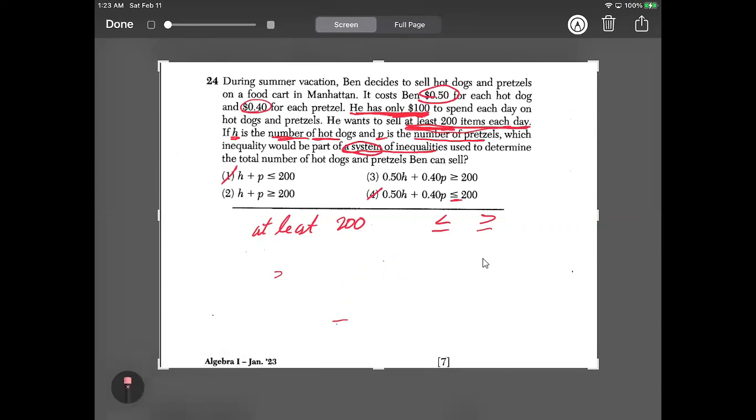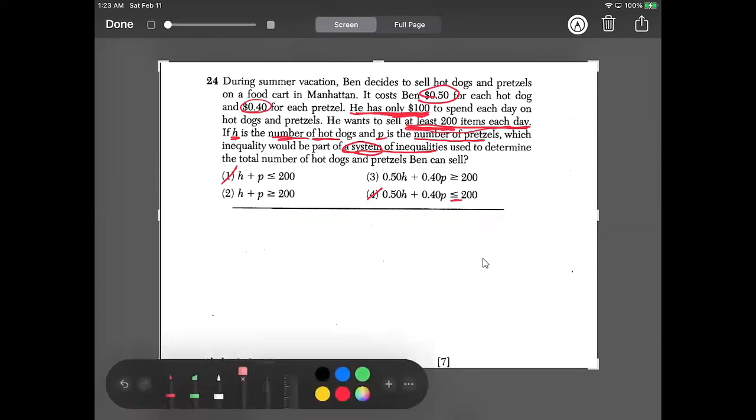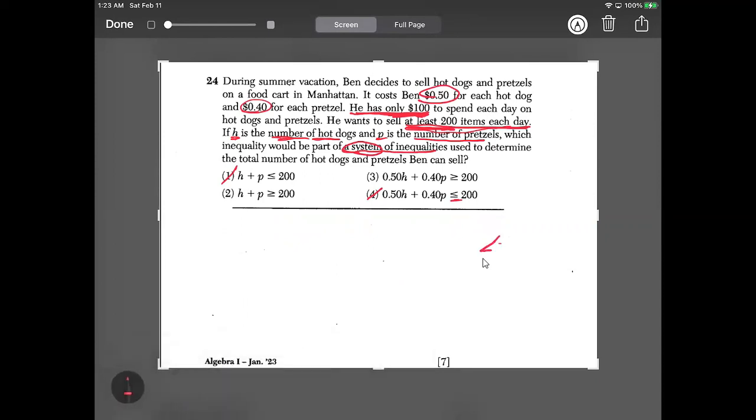All right, so let me get rid of this. So here's what we know so far. We know that our inequality is going to be greater than or equal to 200, right? Now, it says that he wants to sell at least 200 items. What are the items that he can sell? Oh, he can sell hot dogs and he can sell pretzels. Is there anything else that he sells? No, just hot dogs and pretzels. So he wants to sell at least 200 hot dogs and pretzels.